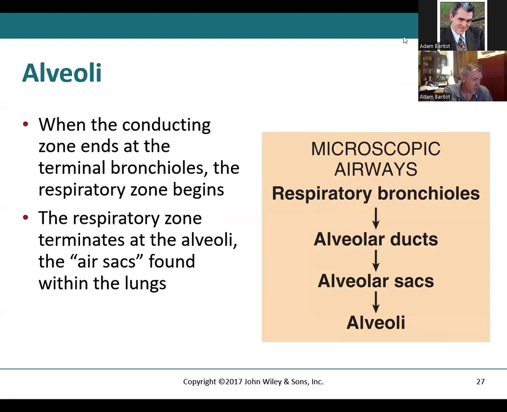Those alveoli, we mentioned those before. When the conducting zones end at the terminal bronchioles, the respiratory zone begins. The respiratory zone terminates at the alveoli, the air sacs found within the lungs. That is where our magnificent, magnificent gaseous exchange happens.